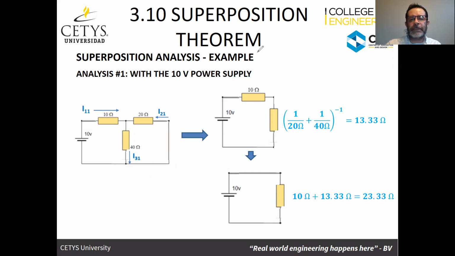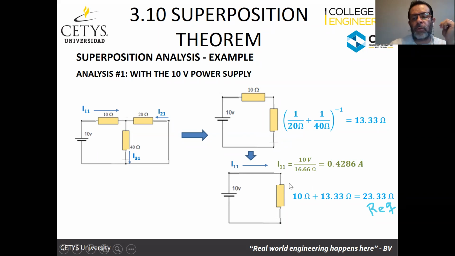Now, I know that there's a current going through the resistor, or the equivalent circuit. I know that there's a current going through here, and actually that's this same current I11 that I'm looking for. How do I find that current? Well, that current is going to be simply out of Ohm's law. It's going to be the voltage, which is the 10 volts, divided by the equivalent resistance. So I11 is 0.4286 amps. So we just found that one. This is the total current going through the circuit.